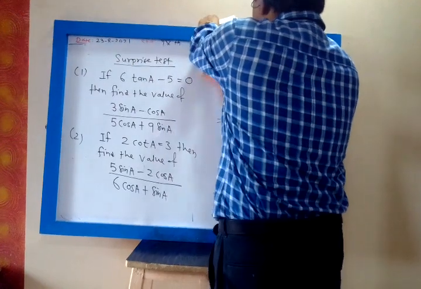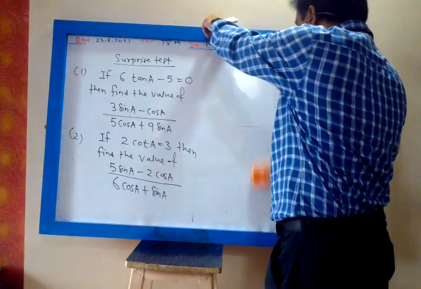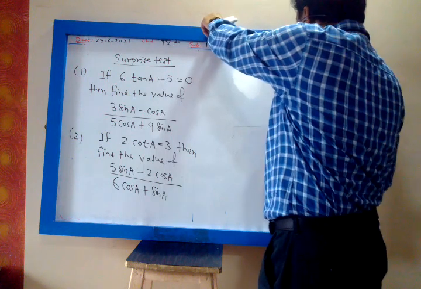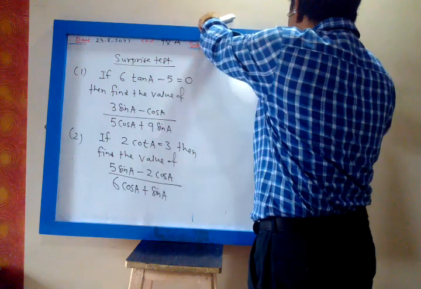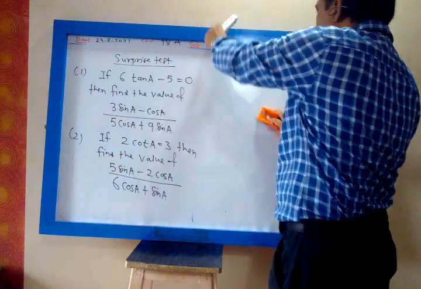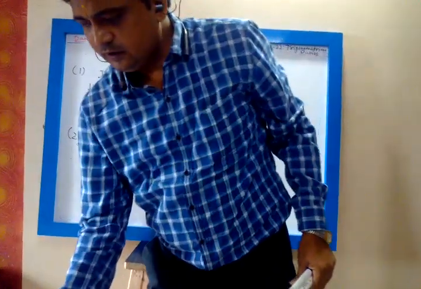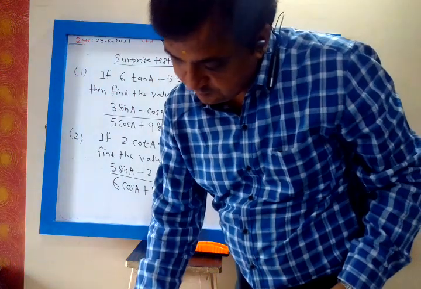Then third question. Whenever you have sin and cos in the numerator and denominator, the simple way is to find tan and divide the numerator and denominator by cos. Okay.